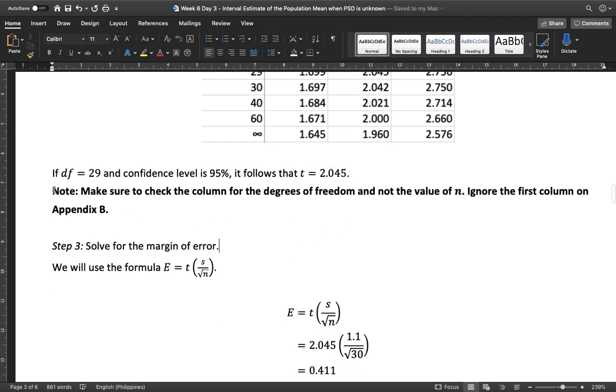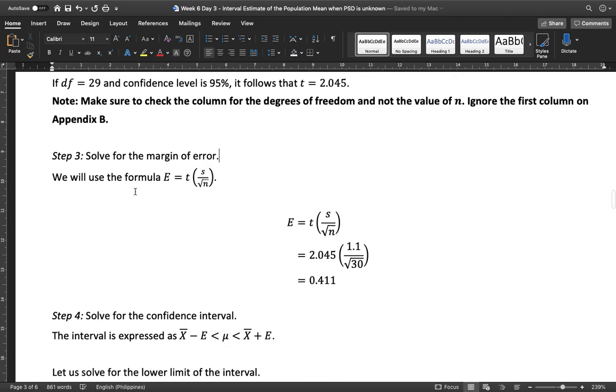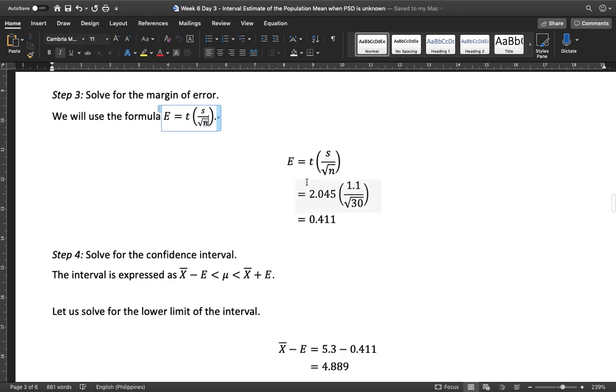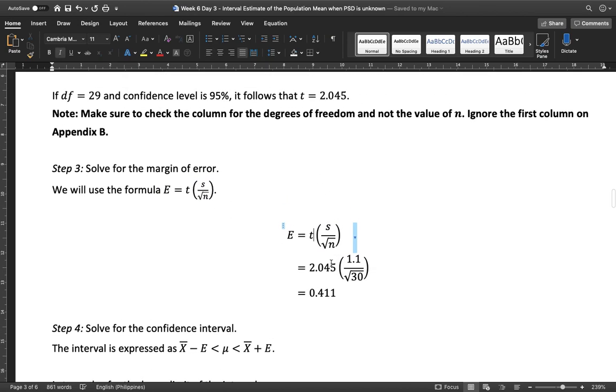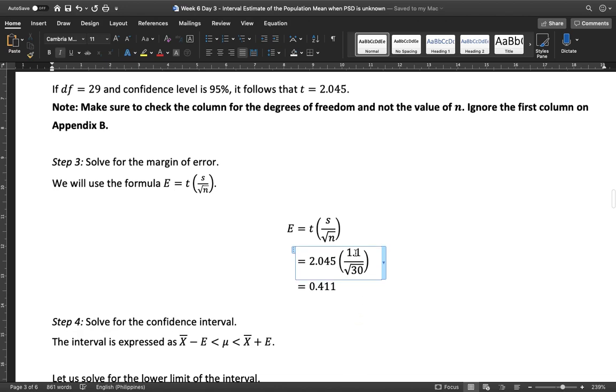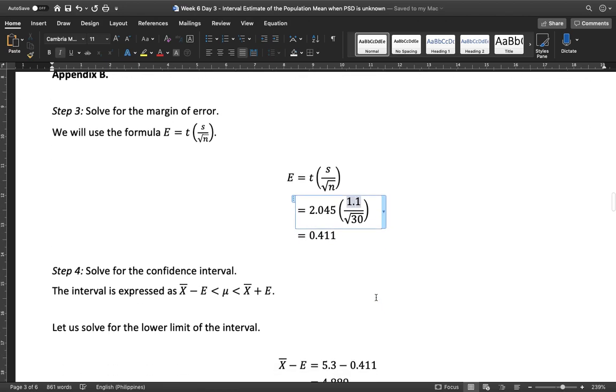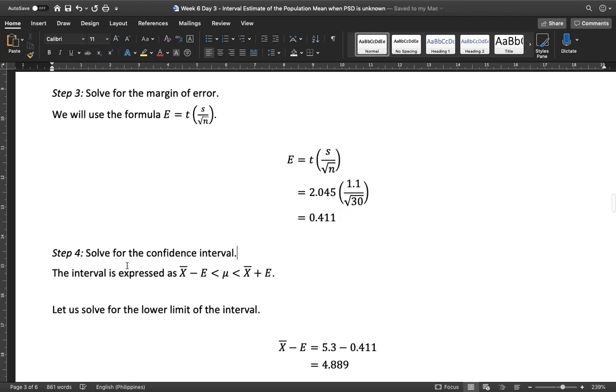'Yun 'yung sinabi ko kanina. Step 3, we solve for the margin of error. The formula is E equals the critical value times sample standard deviation divided by the square root of the sample size. The value of the critical value is 2.045. Sample standard deviation, 1.1. Sample size, 30. Use your calculator to compute for that. We get 0.411.